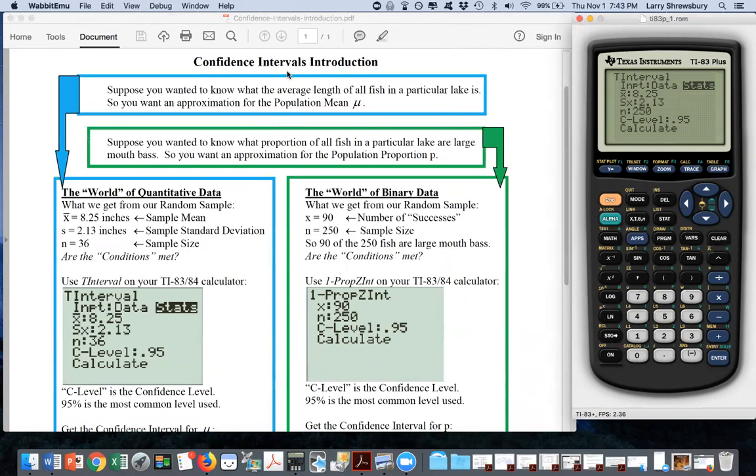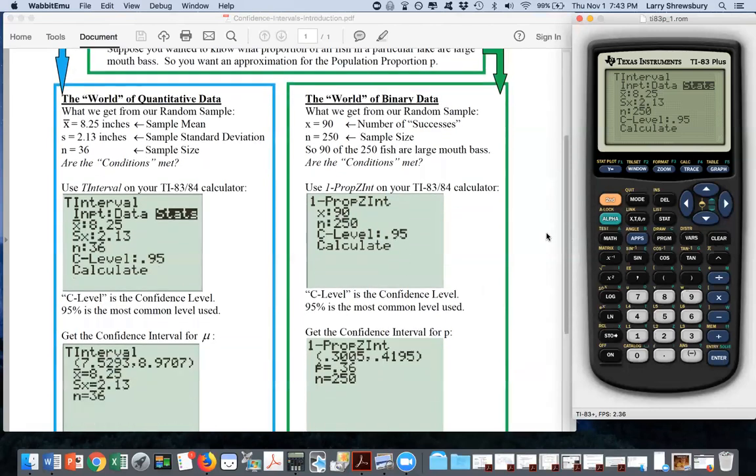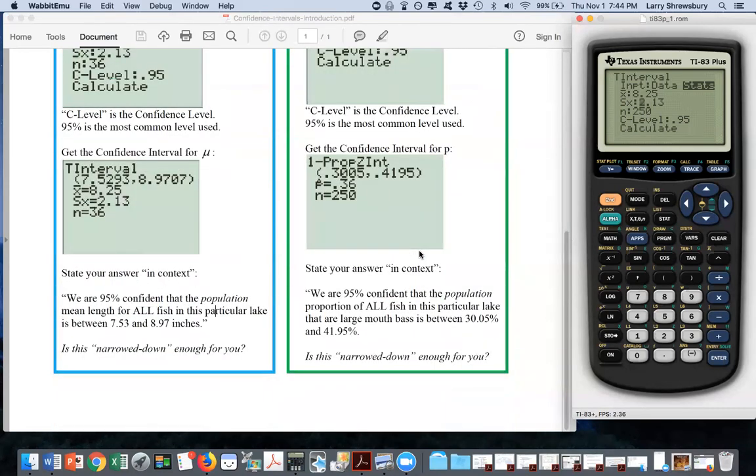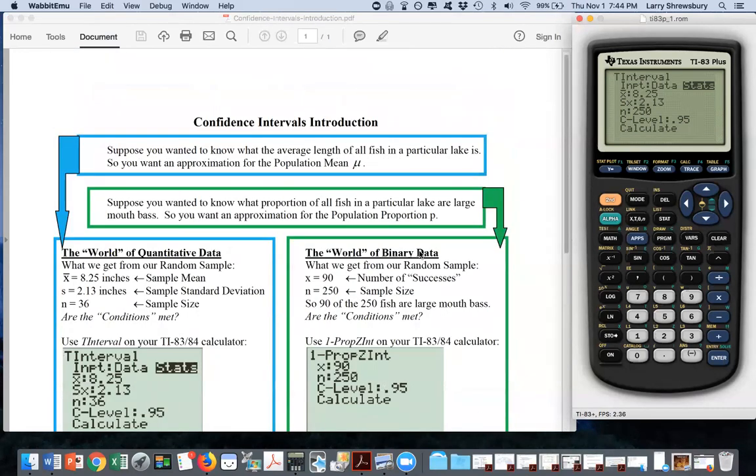All right. Now, as far as you're concerned, the test is going to be like the real world. It's either going to be using the T interval, if it's the quantitative numerical data, or it's going to be one prop Z, if it's the categorical data with 2 categories, hence binary data. And then this one-page document summarizes that for you.